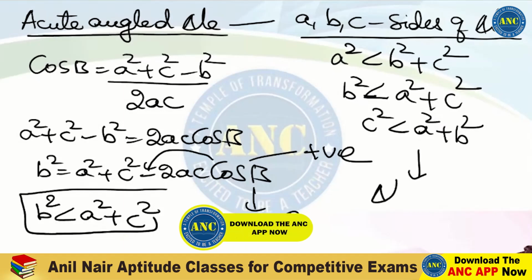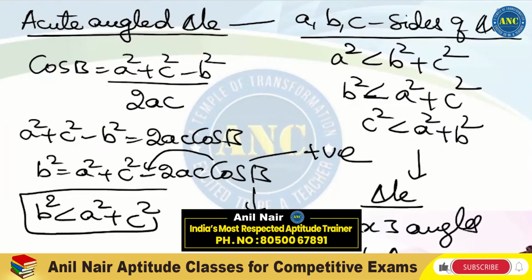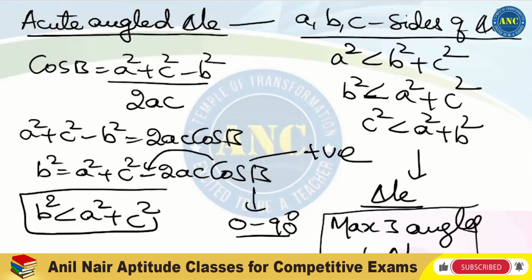In a triangle, a maximum of three angles can be acute. A maximum of two angles can be obtuse, which we discussed yesterday. So it is an AND condition. Acute angled triangle.